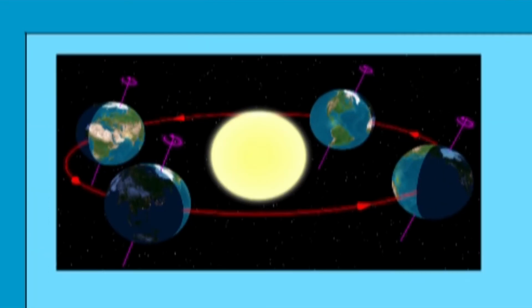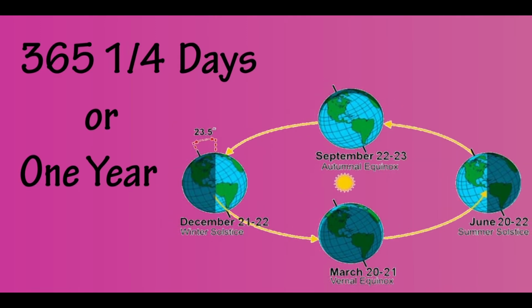Revolution. Planets go around the Sun in their fixed orbits. The Earth is a planet, so it also goes around or revolves around the Sun. This movement of the Earth around the Sun is called revolution. The Earth takes about 365 and quarter days or 1 year to complete one revolution around the Sun. The Earth's revolution around the Sun causes the change in seasons.